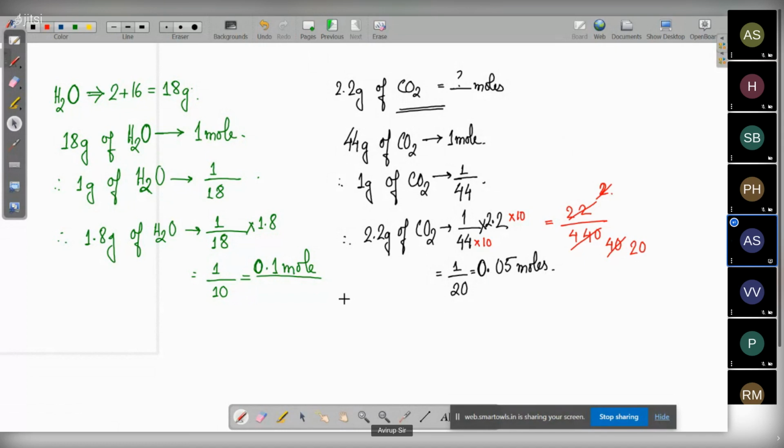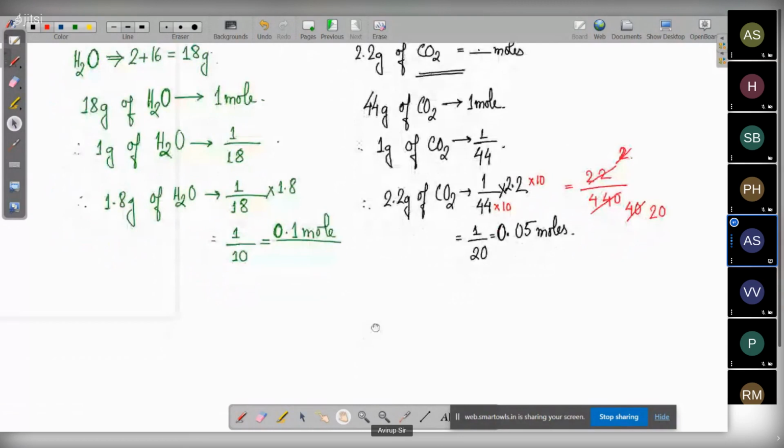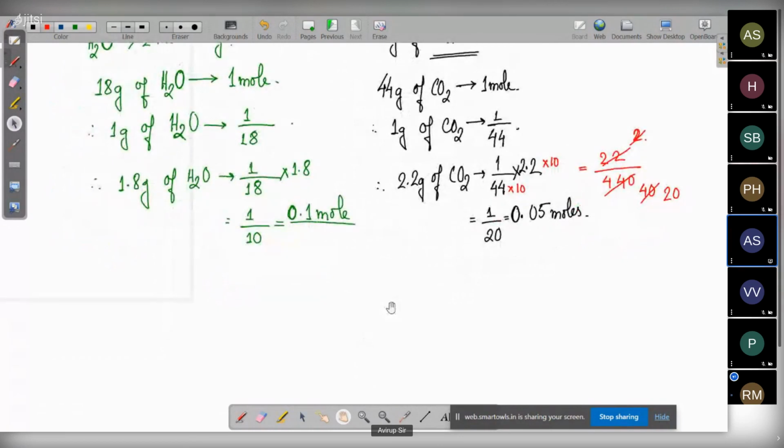Okay. So now is it clear to everyone how you calculate the number of moles? Yes, sir. Okay, what about the others? Is it clear? Yes, sir.